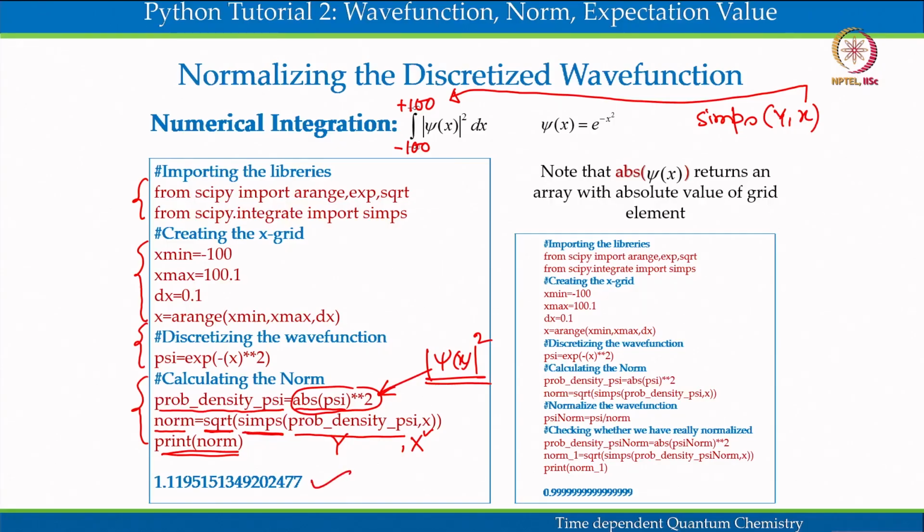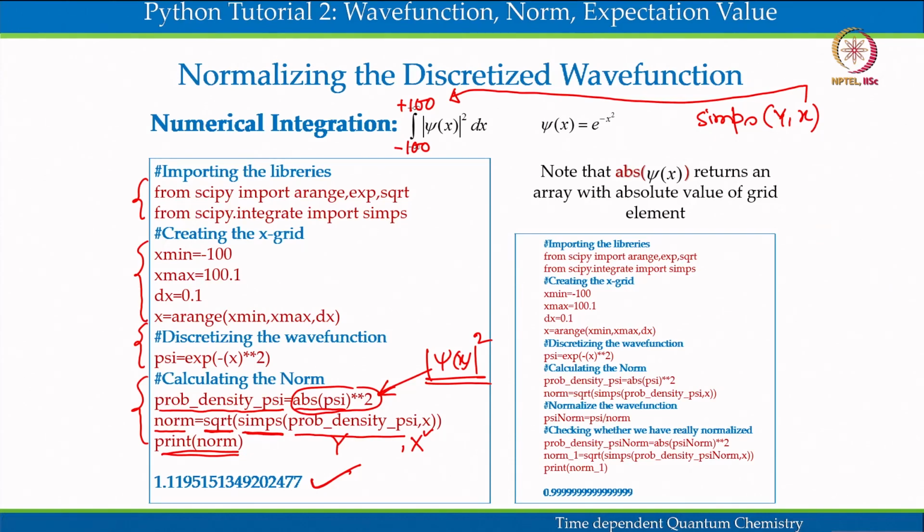This is nothing but the value which we have used before. We analytically solved the problem and we have found that the norm has to be (pi/2)^(1/4). So this is the value which we get here numerically. We will move on.